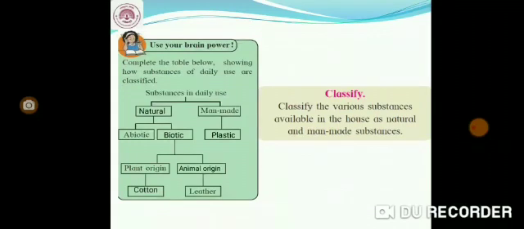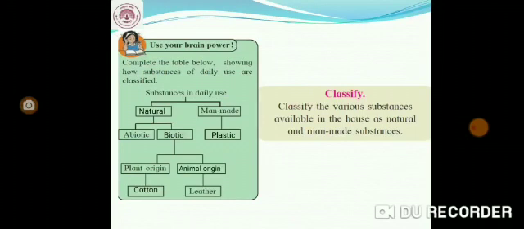So the substances in daily use are classified into natural or man-made. Natural substances are again classified into abiotic and biotic. The biotic substances are classified into plant origin or animal origin, and the examples are: plant origin is cotton and animal origin is leather. Similarly, on the other hand, we have man-made substances and the example of which is plastic.